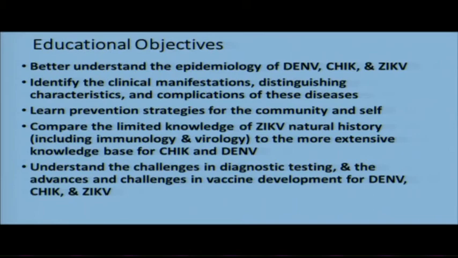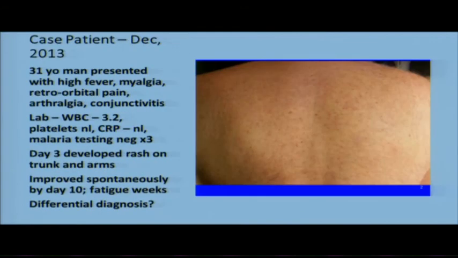We'd like to better understand the epidemiology of dengue, chikungunya, and Zika. We'd like to identify the clinical manifestations, the distinguishing characteristics and complications of these diseases, learn prevention strategies for the community, for yourself and your families, compare the limited knowledge of Zika natural history to the more extensive knowledge base for chikungunya and dengue, and to understand the challenges in diagnostic testing and the advances and challenges in vaccine development for these diseases. We'll start with a case today.